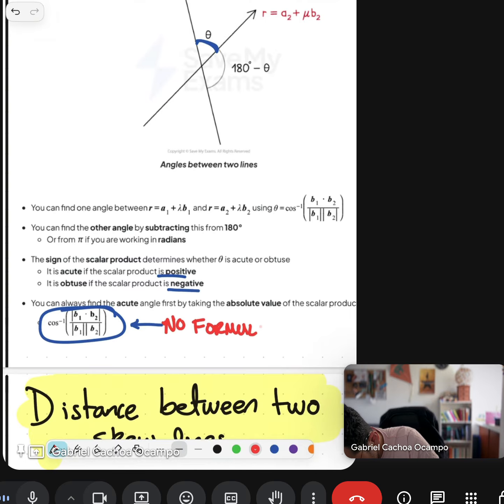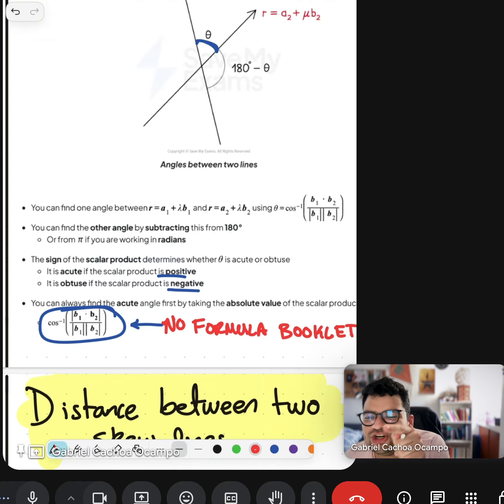I don't want to see any, because I know you guys. I know what you're thinking. It's like, okay, I'm going to write it down. Where are you going to write it down? Nowhere. You're going to write it down nowhere. This formula is not in the formula booklet.